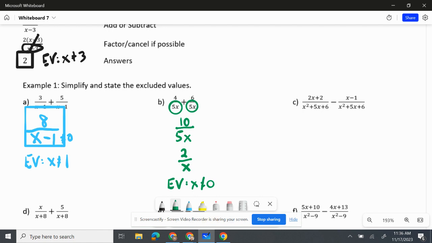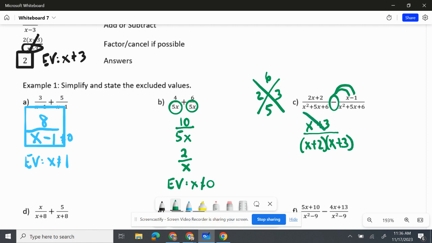Now for letter C, we see a common denominator. When we're subtracting it, remember to subtract the x and the negative 1. So 2x minus x is x. 2 minus a negative 1 gives us 3. I'm going to factor the denominator. Two numbers that multiply together give me 6 and add up to 5. And that would be 2 and 3. So what I have is x plus 2 and x plus 3. I notice that the x plus 3's cancel, and my answer is 1 over x plus 2.